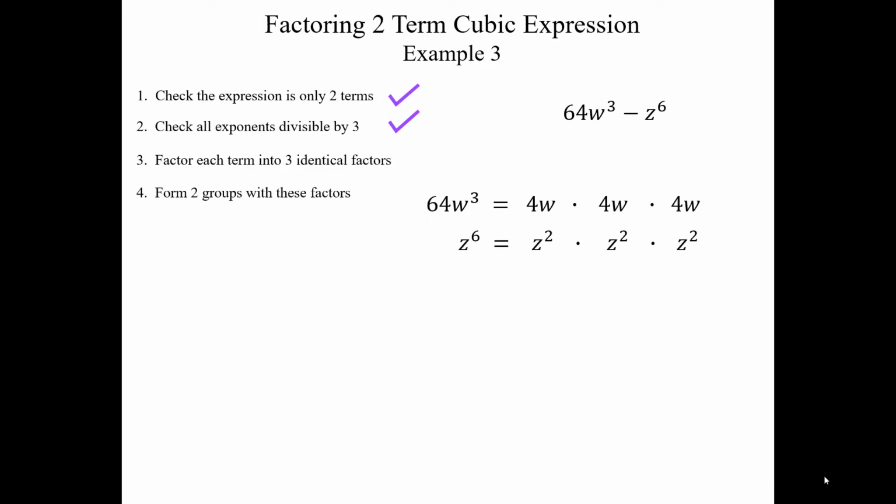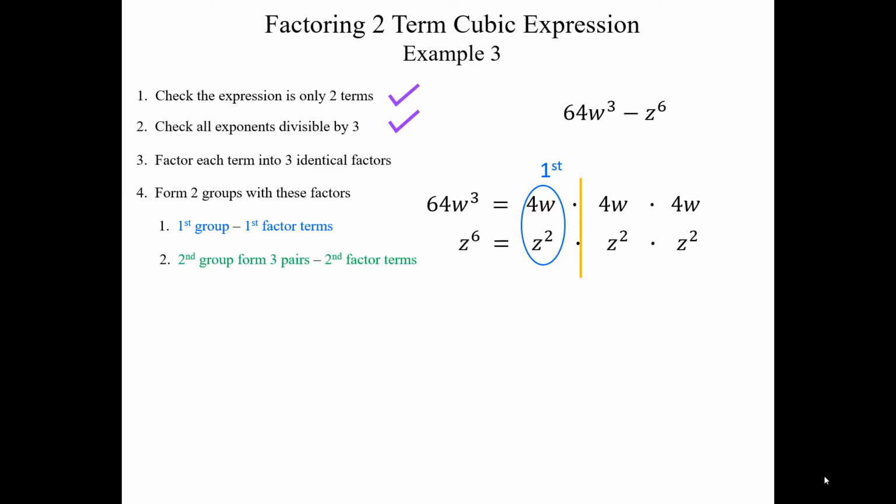Now we need to form two groups with these factors. So divide through here, and the group on the left will just have one of the factors, and the group on the right will have two of the factors. For our first group, these will be the terms in the first factor for the expression. So we just circle those.